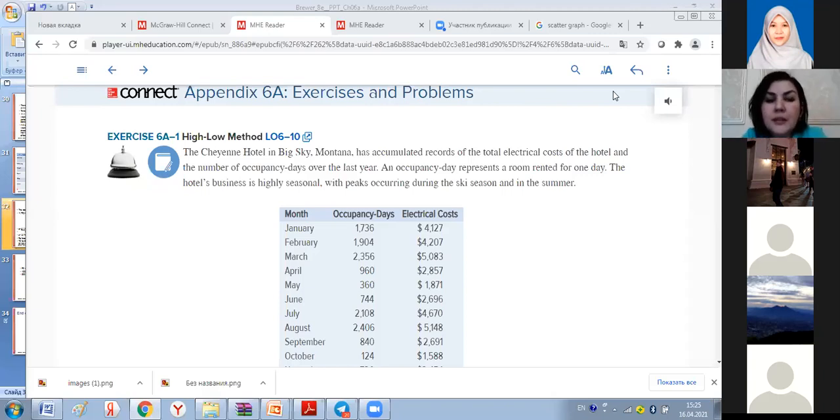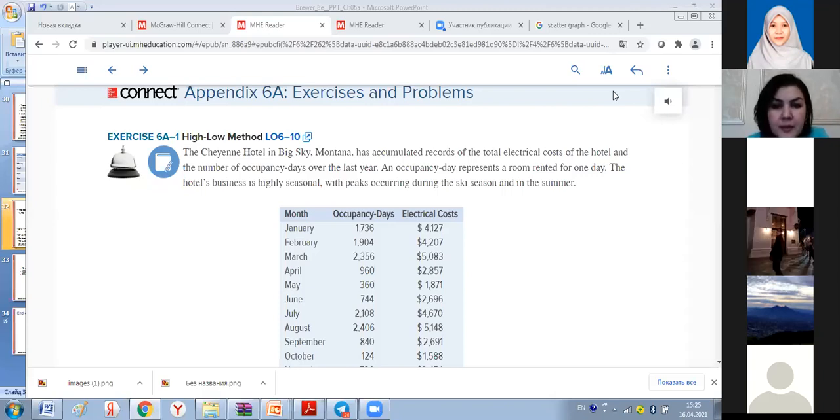Okay, students, can you see this page? Exercise 6A+1, high-low method. Yes, we can see. Can you see it on the screen? So please read this exercise. And there is a table with data given.